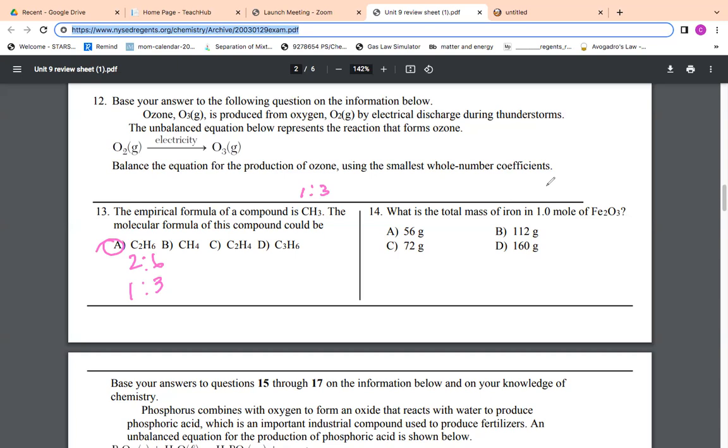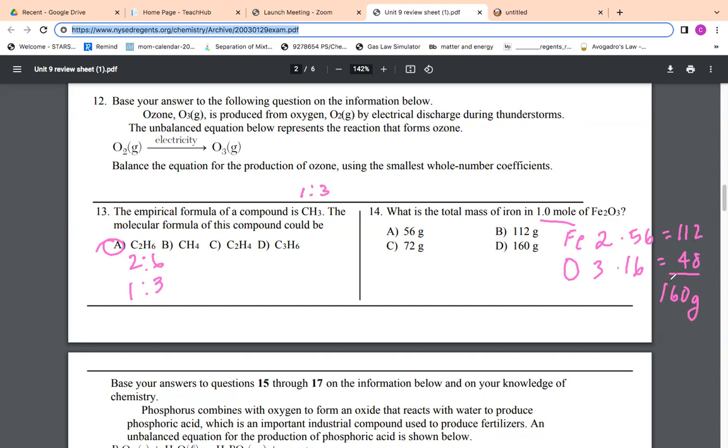All right, next one. What is the total mass of iron in 1 mole of Fe2O3? That's iron 3 oxide. What they're really asking you, because specifically they're saying 1 mole, is they're basically just saying, what is the molar mass? So let's just figure the molar mass. Okay, so we've got iron, we've got 2 of them. Oxygen, we've got 3 of them. The mass of iron is 56. You can go check it out on the periodic table. Mass of oxygen is 16. Go ahead, multiply everything out. That's 48. And when we total this up, this is going to be 160. So that's the molar mass.